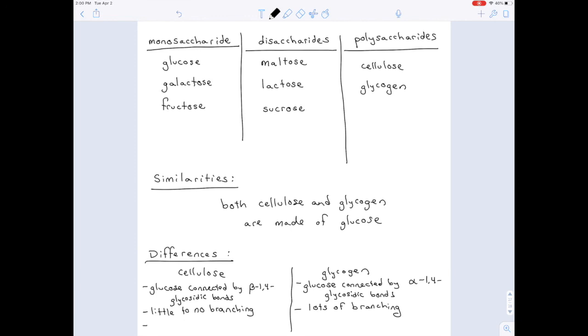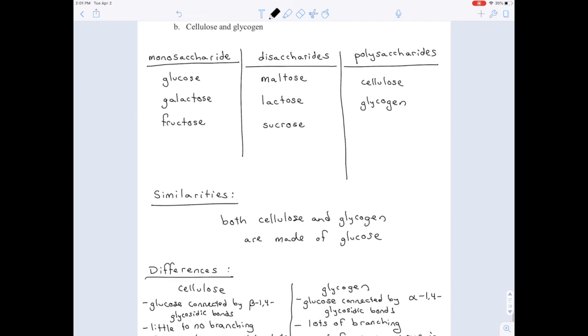And then last but not least, you want to know that cellulose is used as a structural component in plants. So we were just talking about wood. And glycogen is used for energy storage in animals. So there you have some similarities and differences for cellulose and glycogen, the two polysaccharides.